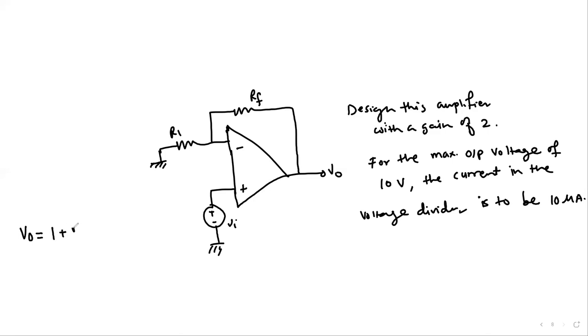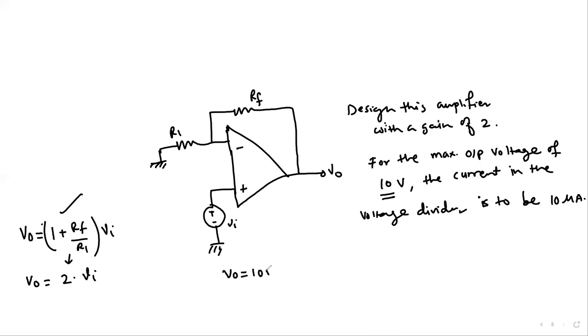1 plus RF over R1 times VI. That's the output expression. And what we need is a gain times VI. So the gain has to be 2. So this quantity 1 plus RF over R1 has to be equal to 2.